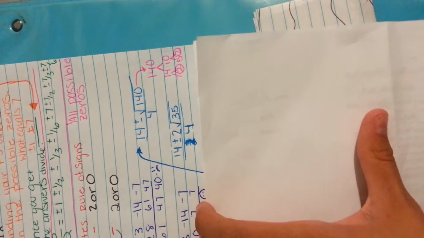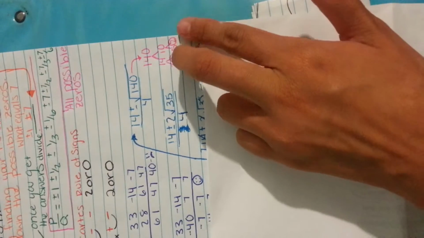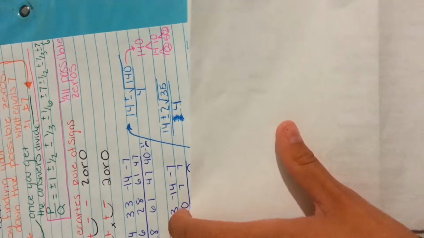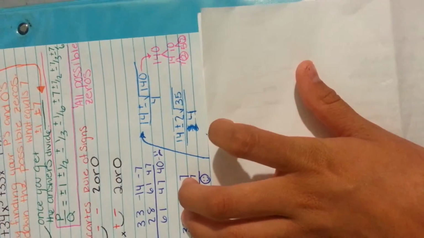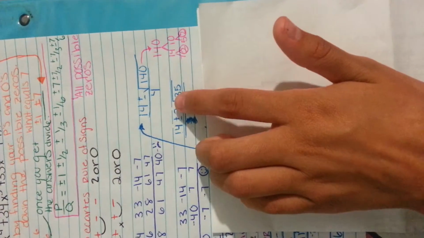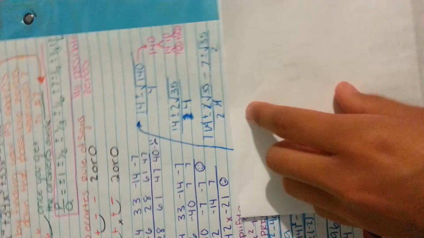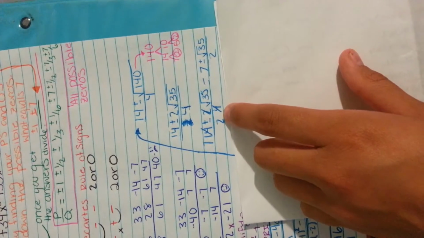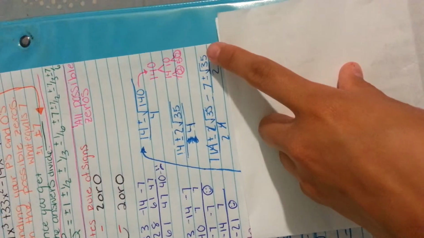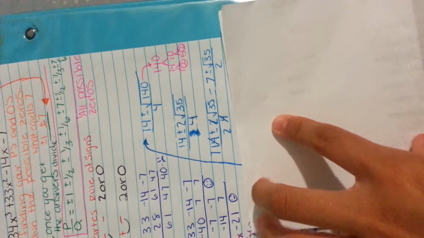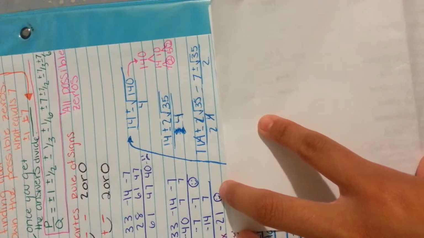Once we break that down, we can take out a 2. So it'll end up being 14 plus or minus 2 radical 35 over 4. And we can take out a 2 out of these three numbers. Once we take that out, we get 7 plus or minus the square root of 35 over 2, which is going to be our other two zeros.